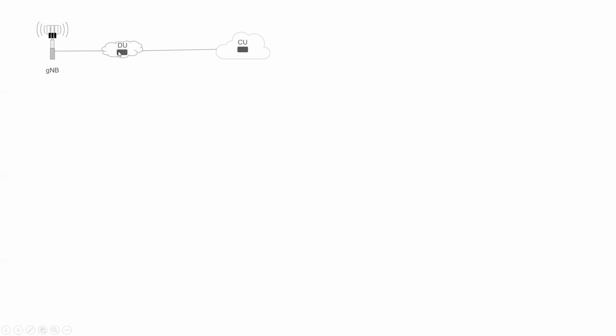Now, the connectivity between DU and CU is known as midhaul network. That is a new network that has been introduced in a 5G RAN architecture. So the connectivity between your RRU in a gNodeB towards your DU is known as fronthaul network. And from the DU towards the CU, they have introduced a new network which is known as a midhaul network.